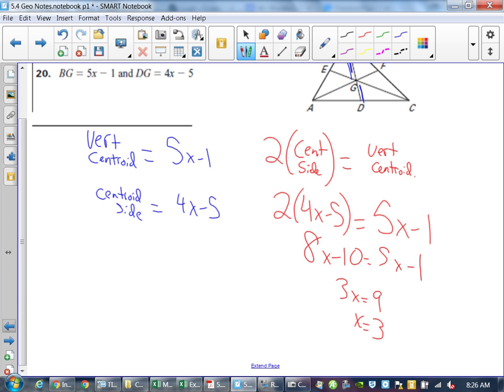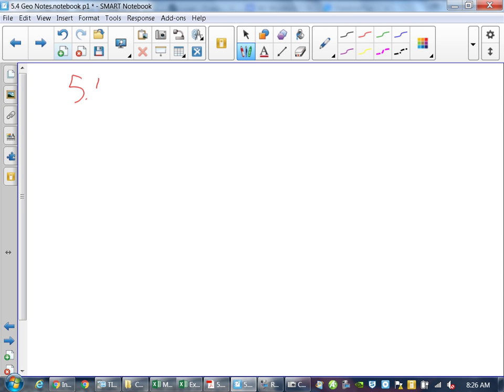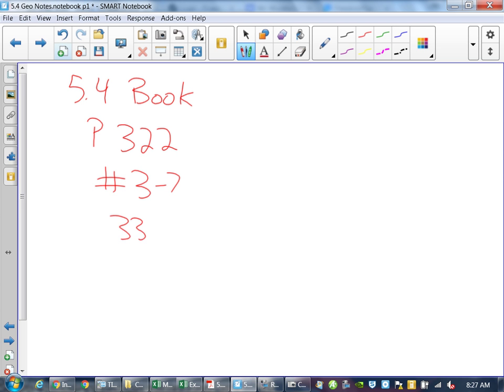So what I want you guys to do tonight, this is 5.4 in the book. It's page 322, that's a lot of writing. Numbers 3 through 7, and then 33 through 35. 7 problems. I know it's a lot, especially with this. That's just a lot of writing.